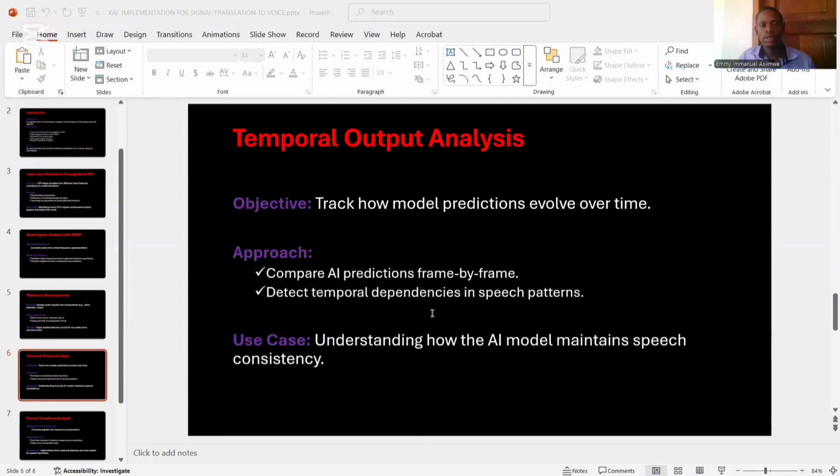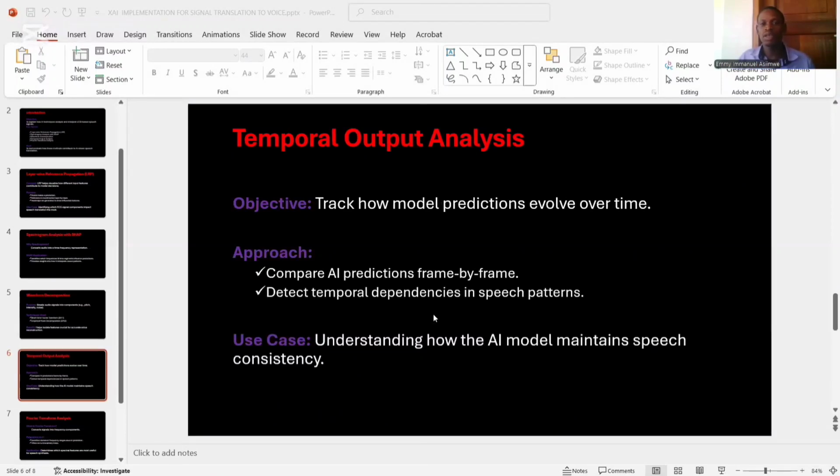The next technique we employed was the temporal output analysis. The objective was to track how model predictions evolve over time. The approach we used was to compare AI predictions frame by frame. Then we also detected temporal dependencies in speech patterns.